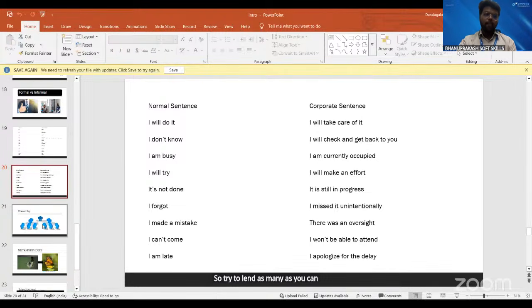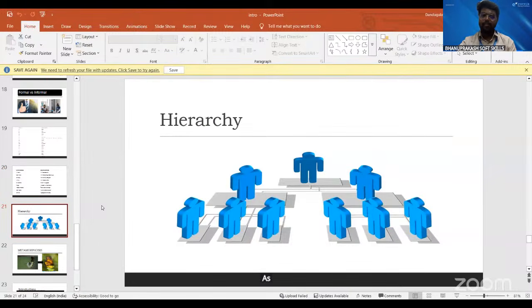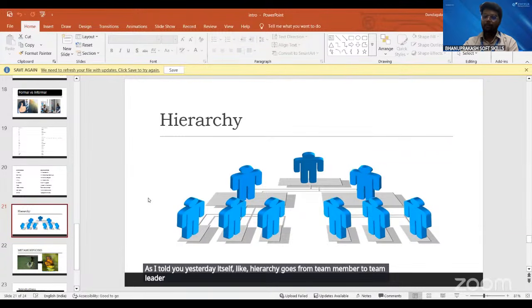As I told you yesterday itself, the hierarchy goes from team member to team leader and then team manager. This is how the hierarchy goes. In every step, these soft skills are going to be a very important part.